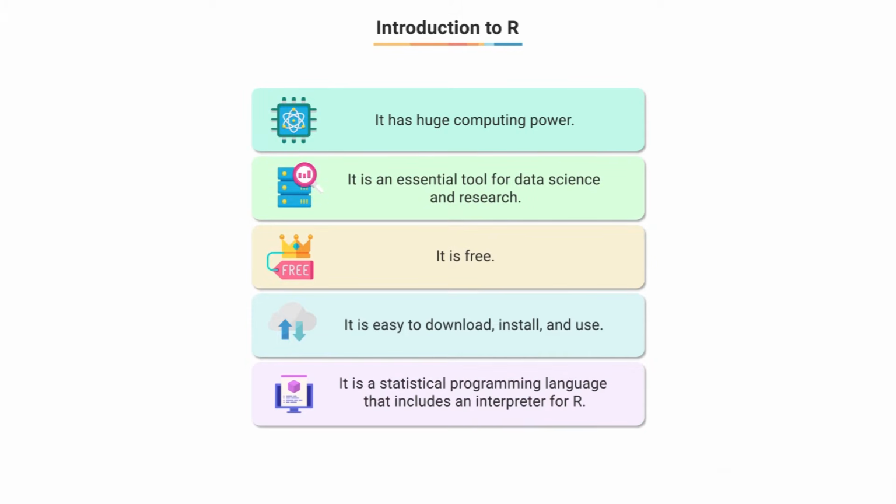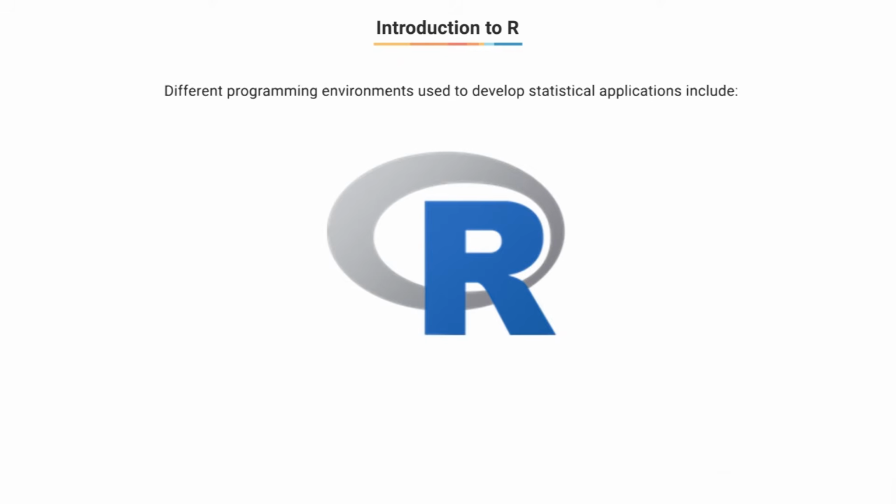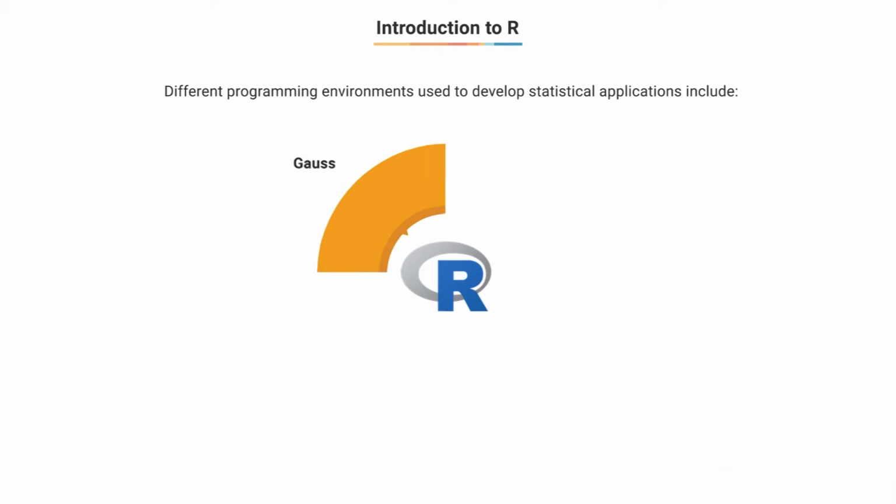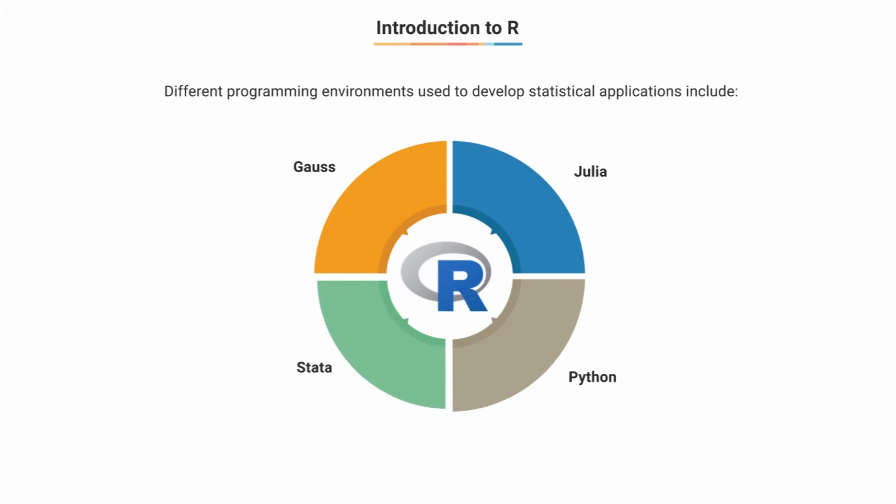R is a statistical computing environment that includes an interpreter for the R programming language, with which the user programmer can interact in a conversational manner. R is one of the several programming environments used to develop statistical applications. Others include Gauss, Julia, Python, Stata, etc.